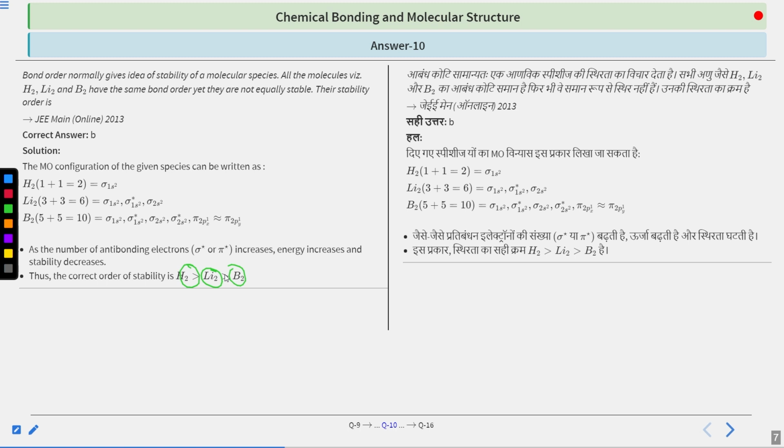Similarly, lithium has 2 electrons in the anti-bonding orbital and hydrogen has no electrons in the anti-bonding orbital, so it is the most stable, although their bond order is the same. Okay, so this is the reason for it. Moving on to the next question.